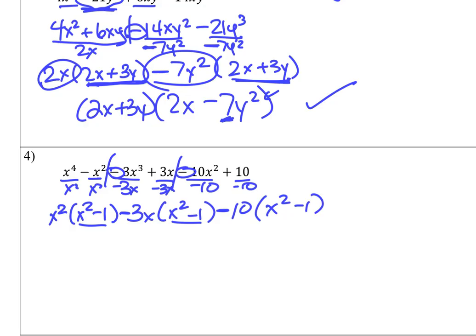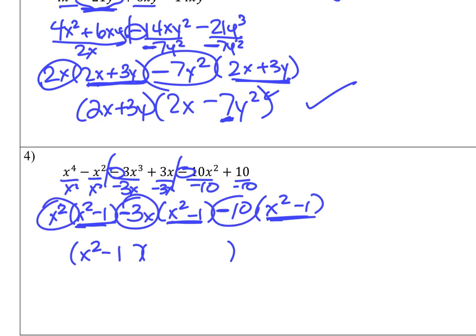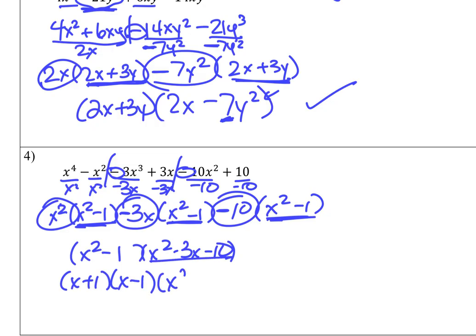Now the second step: always 2 sets of parentheses, always. This one just so happens to be the first one, always the x squared minus 1, always what's in the parentheses. The second one is always the GCFs, and those GCFs just happen to have 3 terms. So this guy we can factor more, and this one we are going to learn how to factor tomorrow or the next day.